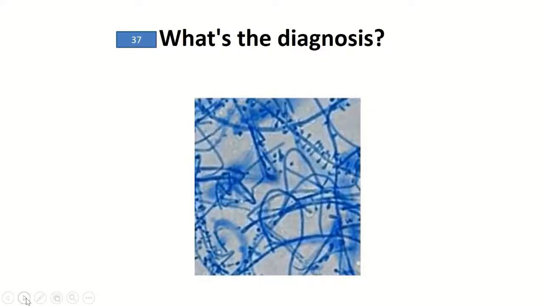What's the diagnosis? You see here teardrop-like microconidia. So the answer is tinea rubrum. Teardrop-like or bird on wire.